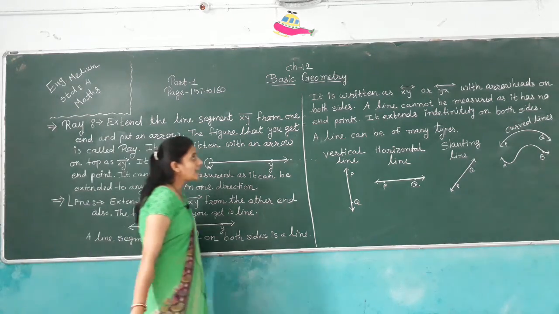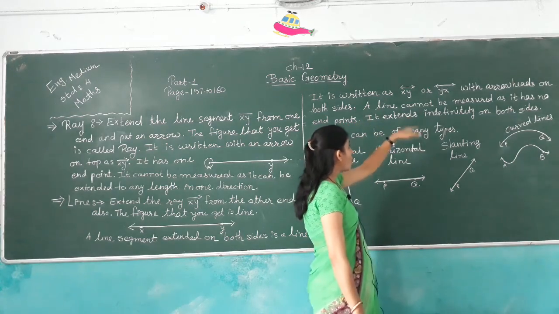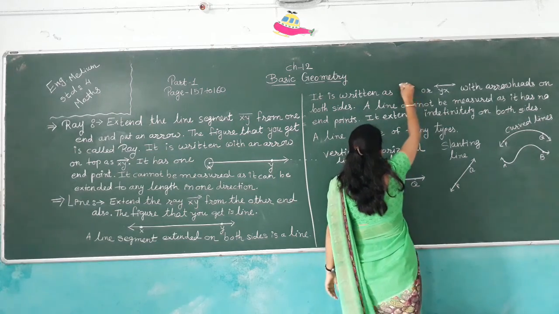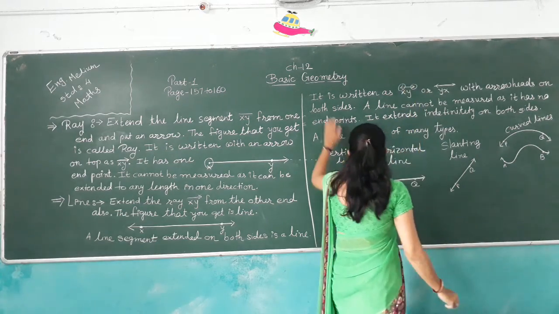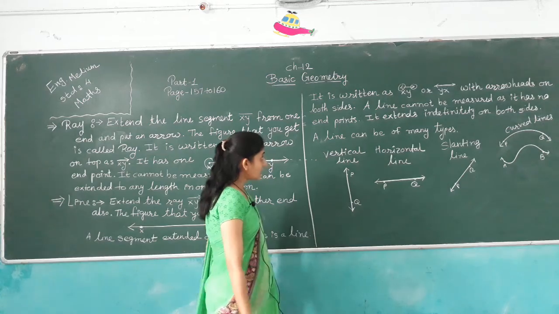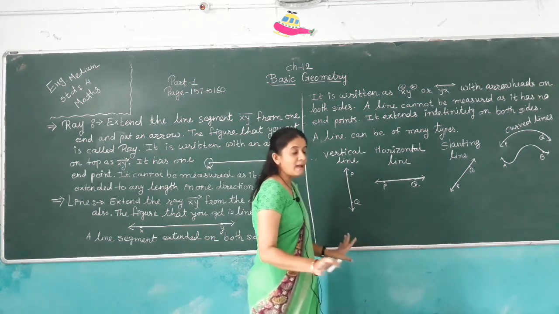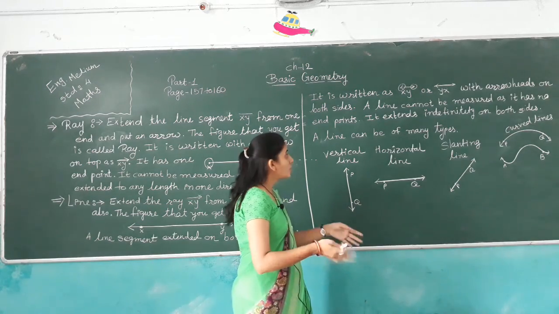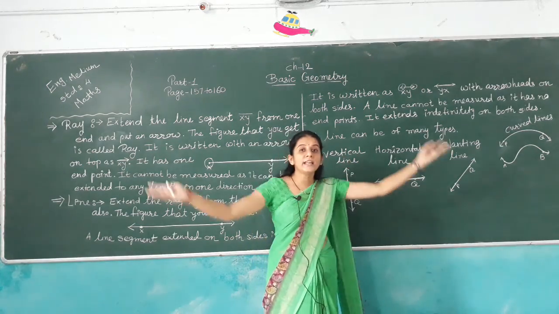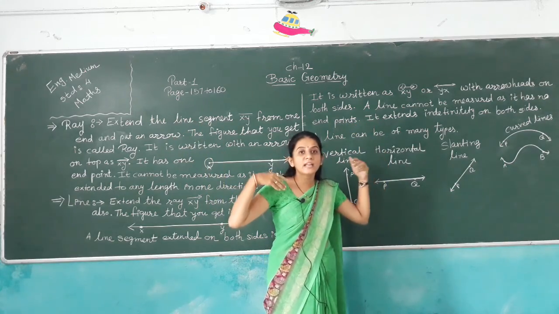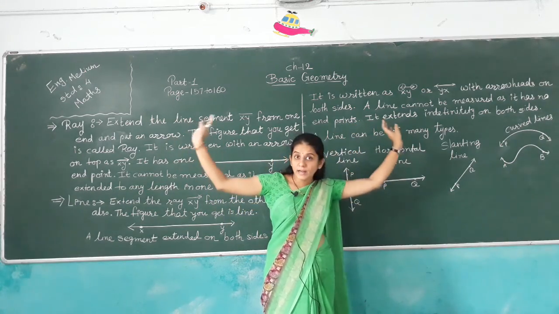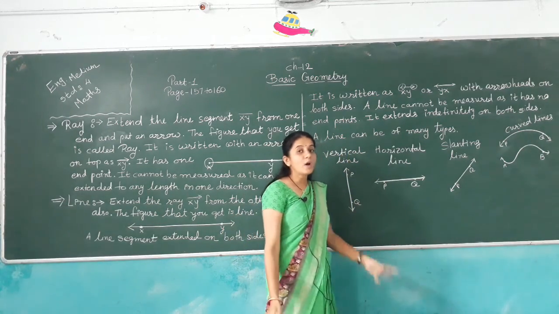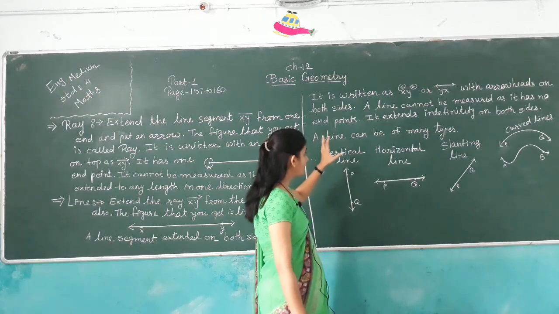It is written as line XY or line YX with an arrowhead on both sides. A line cannot be measured as it has no endpoint. It extends infinitely on both sides. Infinitely means you can draw more and more on both sides. A line can be of many types.